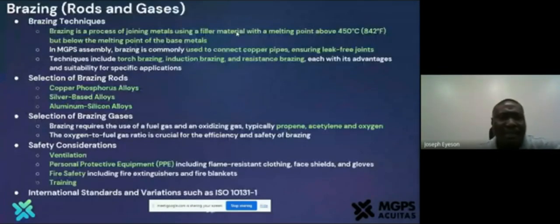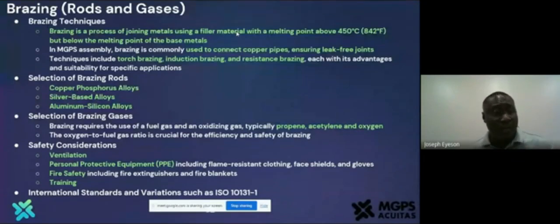So the brazing techniques. We all know brazing is the joining of two metals together. It could be copper pipe or any other pipe. So there is a brazing rod. It could be a copper rod that is used to join the two pipes together, and there is a way of selecting brazing rods. Normally these things come from the manufacturer. This is a typical brazing rod, if you can see. This is how some of them look. It comes in different forms.